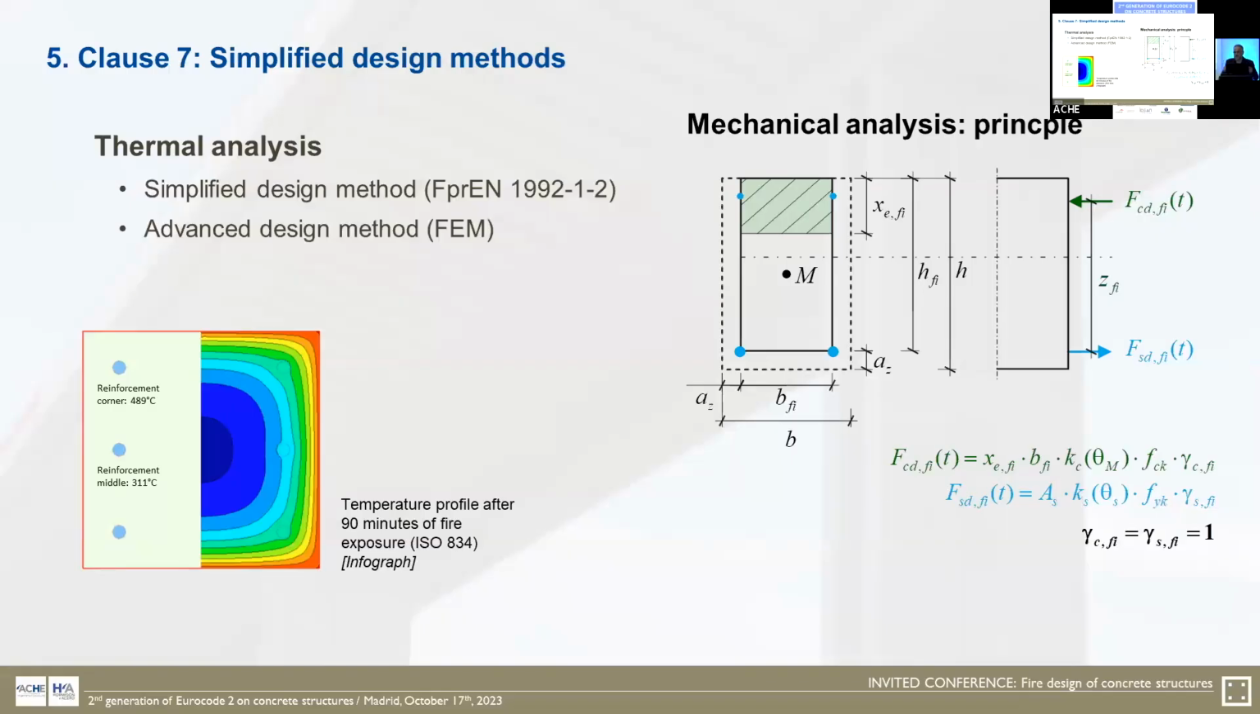So you will find in the paper that all these simplified methods, which are clearly based on the effects of fire, which is reducing the strength of the materials, are sometimes translated into a more intuitive concept, which is the reduction of geometry.